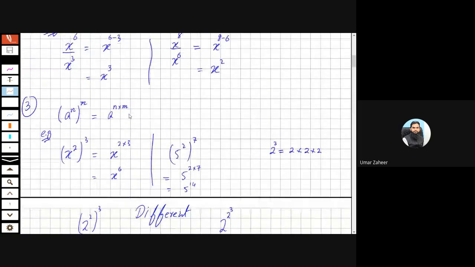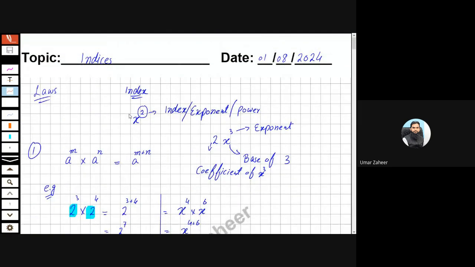All right, let's see how to revise the rules that we have done in the last class, and then we are going to learn some more rules and do the questions. In the last class, we have done the indices, and we have to discuss about the rules.